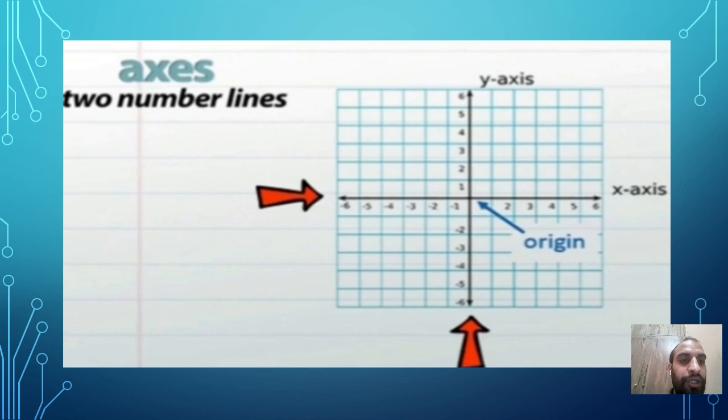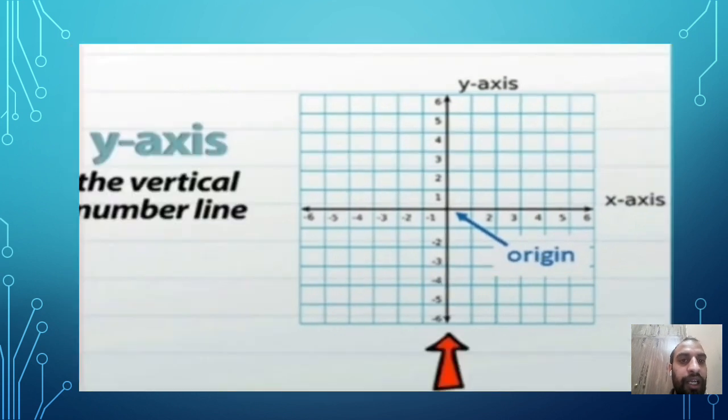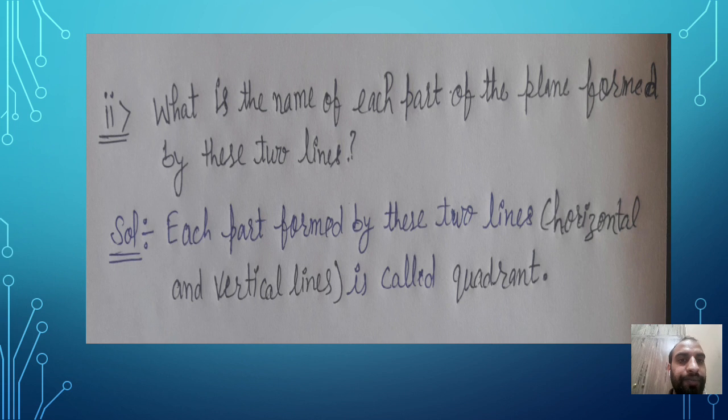As I told you, the two number lines which intersect each other are called axes. Now the horizontal line is called x-axis or abscissa. Now your vertical line is y-axis, or we can say one more name is there, it is also called ordinate. I hope my dear students you are able to understand this first question. So let's take the second part now.